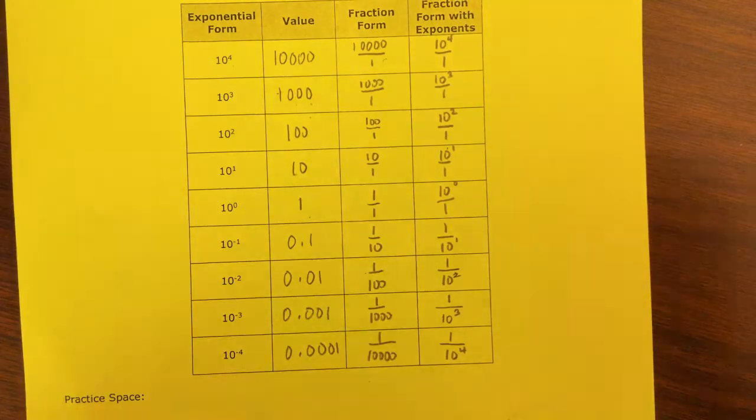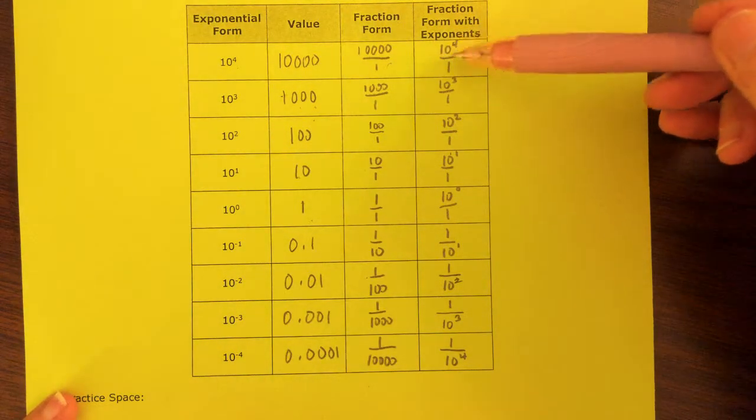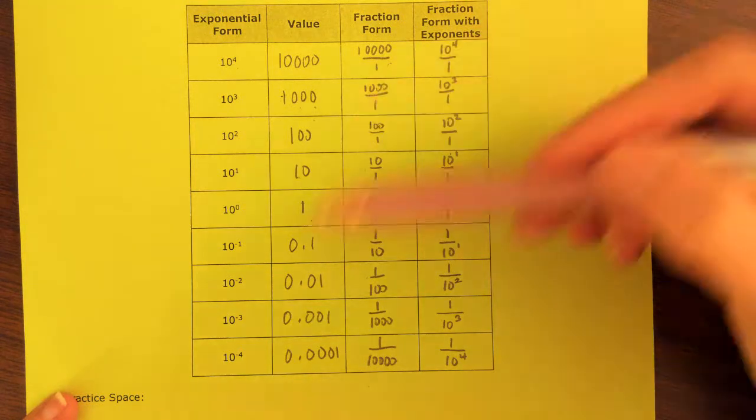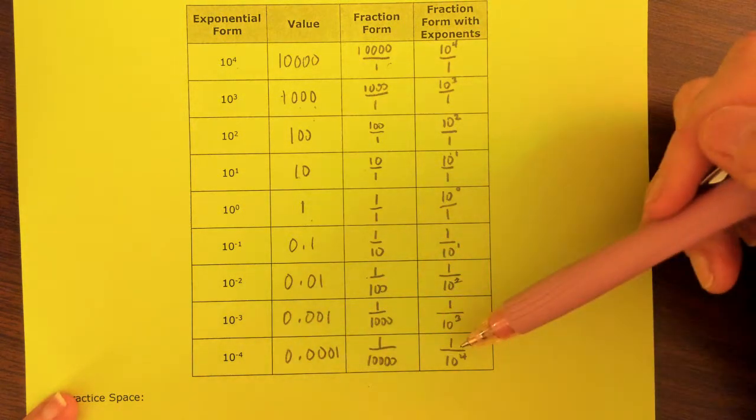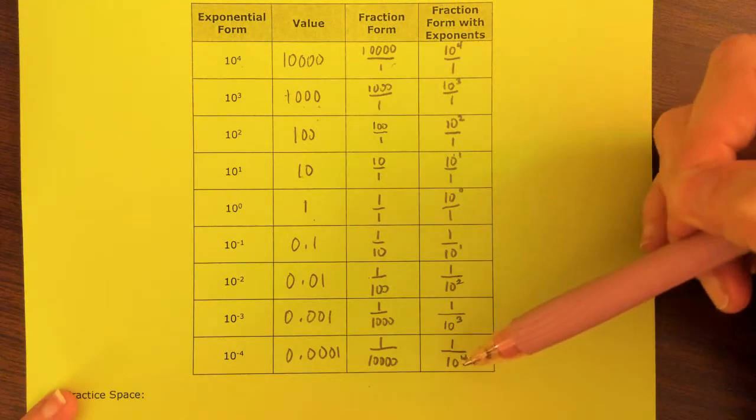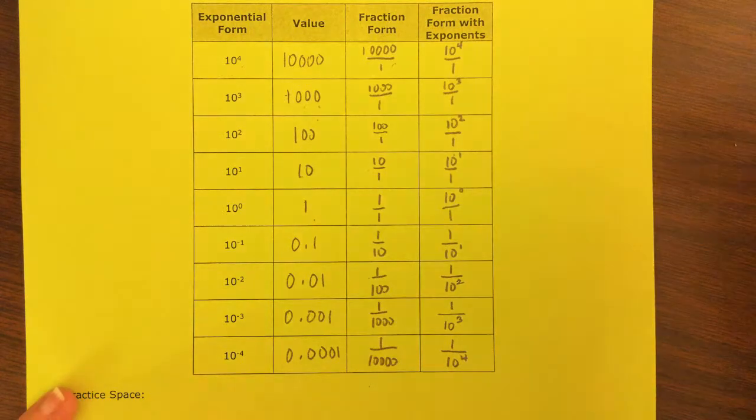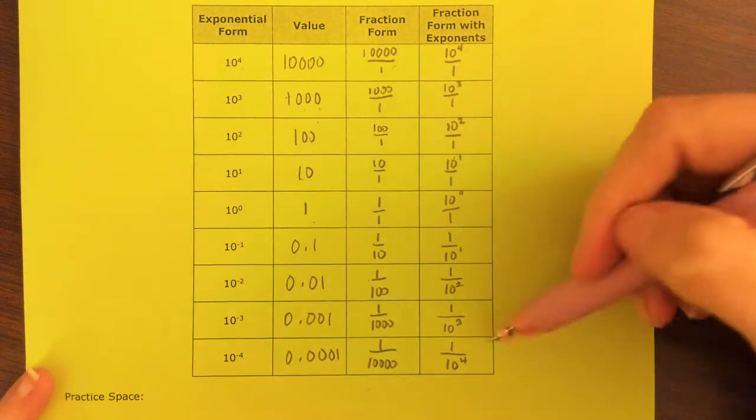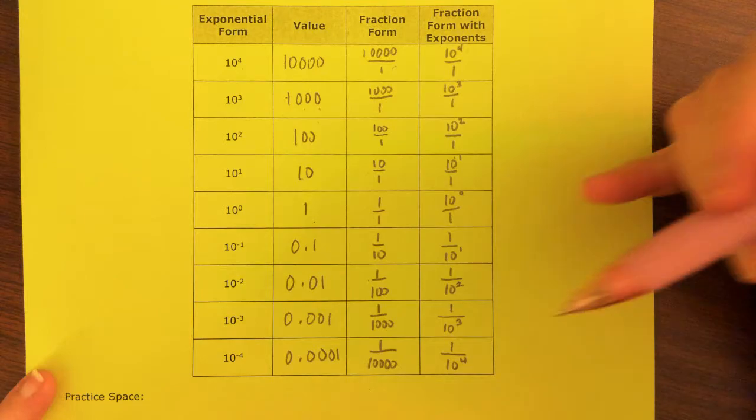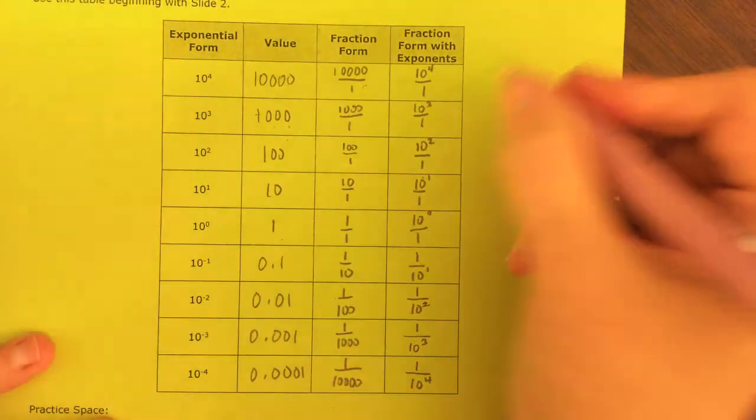Okay? So here's what I see. I see that when I have a positive exponent, it's on the top, and when I have a negative exponent, so a positive exponent is in the numerator position, a negative exponent is in the denominator position. Okay? So what does this mean? What this means is when I have a negative exponent, a negative exponent is a reciprocal.